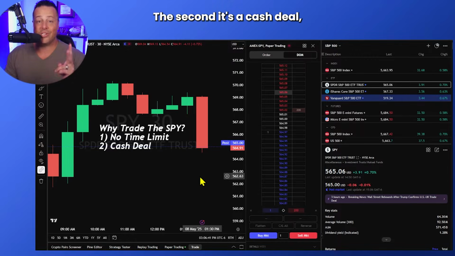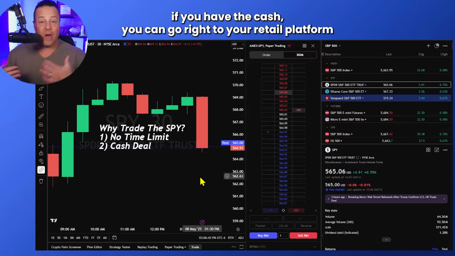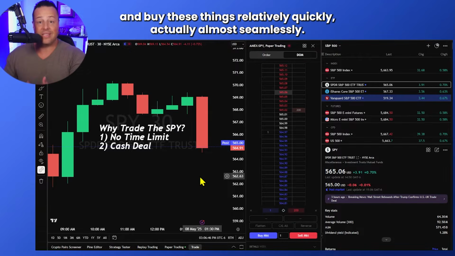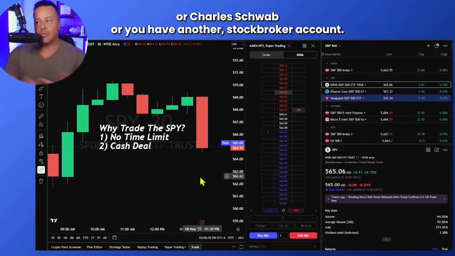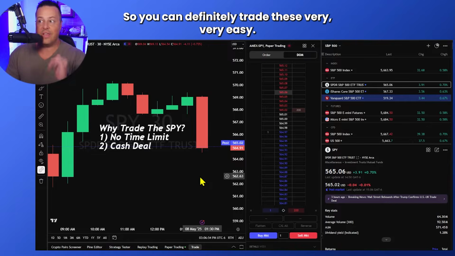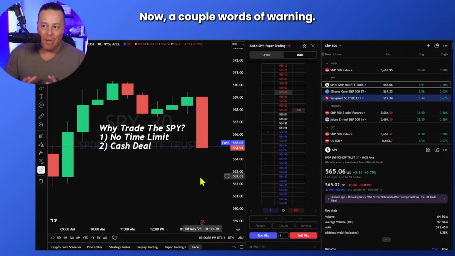The second advantage: it's a cash deal. If you have the cash, you can go right to your retail platform and buy these things relatively quickly, almost seamlessly. If you're with Robinhood or Charles Schwab, or you have another stockbroker account, you can definitely trade these very, very easily. Now, a couple words of warning.